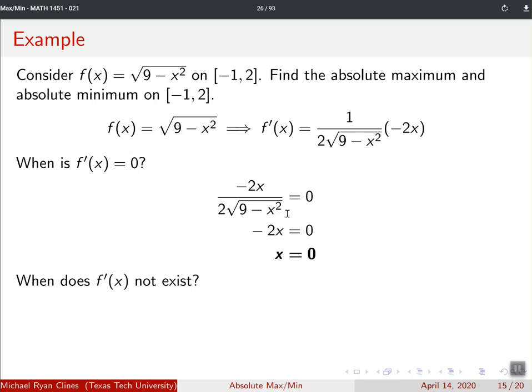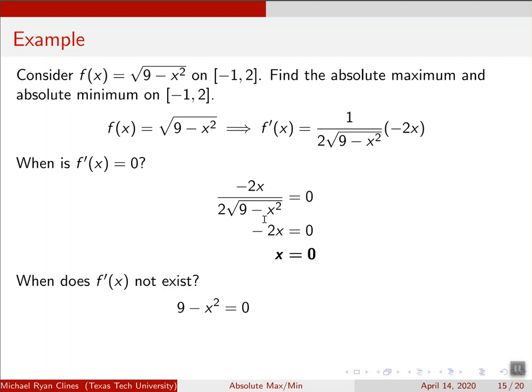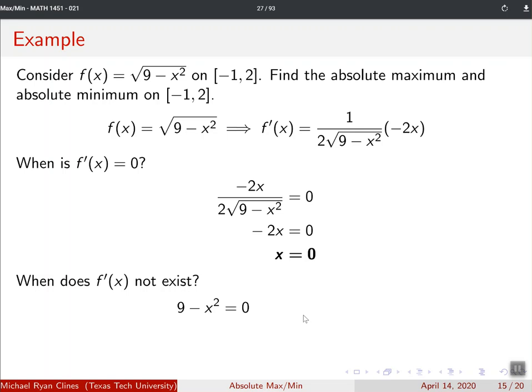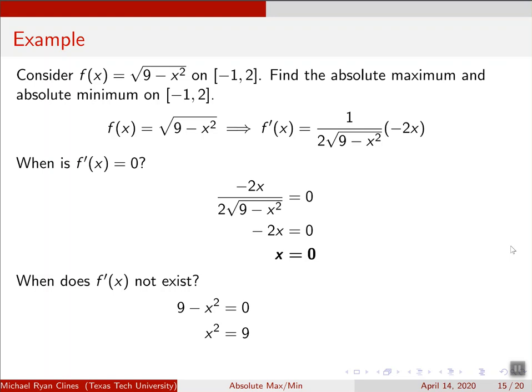So what we need to do is solve for when the denominator is equal to 0. But when is the denominator equal to 0? When 9 minus x squared is equal to 0. Because when 9 minus x squared is equal to 0, you have 2 times the square root of 0, which is 0, and we have a division by 0, and so that's when the derivative does not exist. So really we just have to check when is x squared equal to 9, but what values make x squared equal to 9? Plus or minus 3. So now we have 3 critical points for this function at x is equal to 0, x is equal to 3, and x is equal to -3.